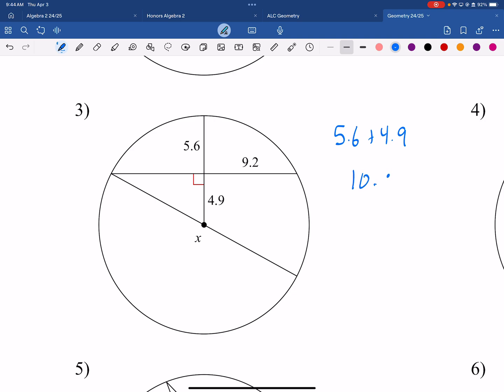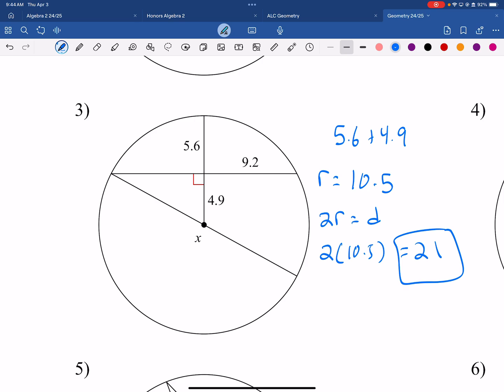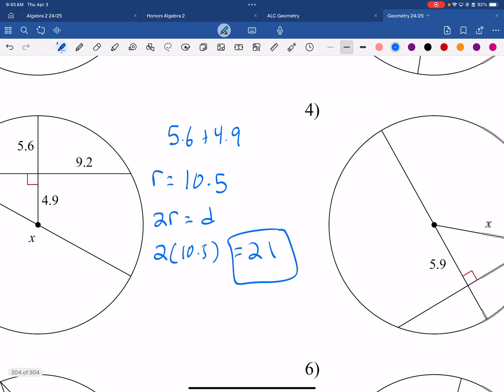10.5. So that's 10.5, but now that's just a radius. So our radius is equal to 10.5. Radius times 2 equals our diameter, which is our x value. So 2 times 10.5 is 21. I think that's our value for x. Again, things we can do. We just have to take some time today to think through what we can do. Just don't start, make a plan.